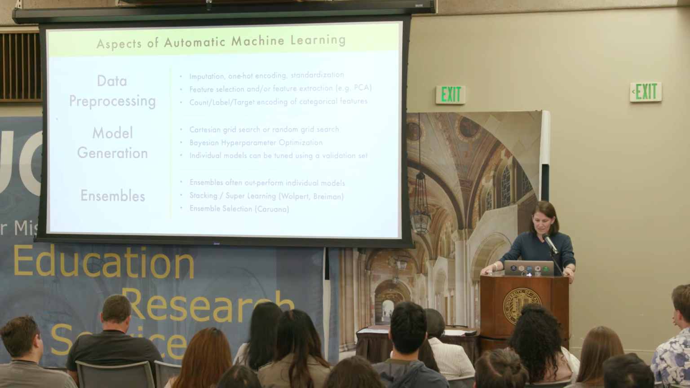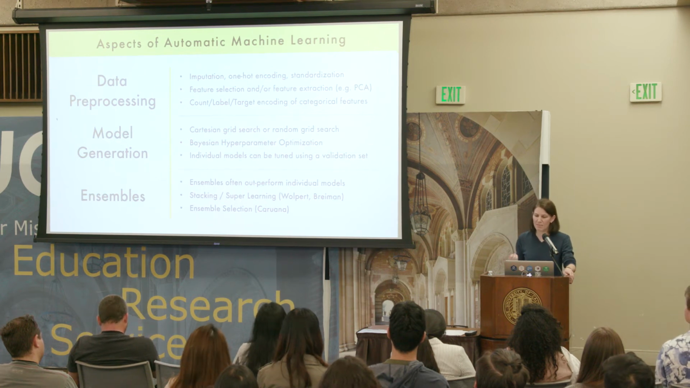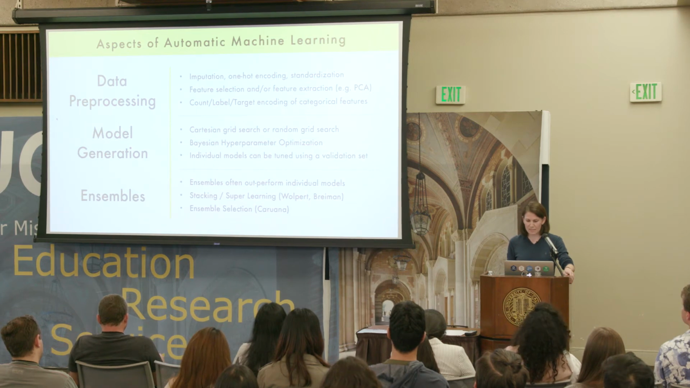And then in terms of ensembles, there are a few ways. Once you have a big collection of models, you could either choose the best one out of that set, or you could try to ensemble all of them together, or some subset of the models together, to get a better model. And there are different techniques. The one that I typically use is called stacking or super learning. Another popular one is called ensemble selection.